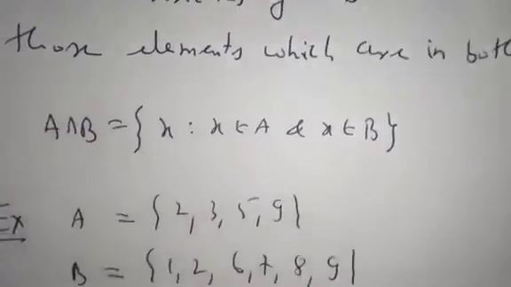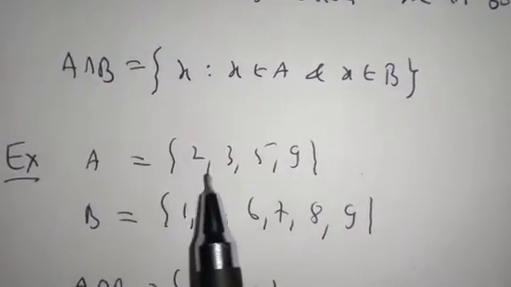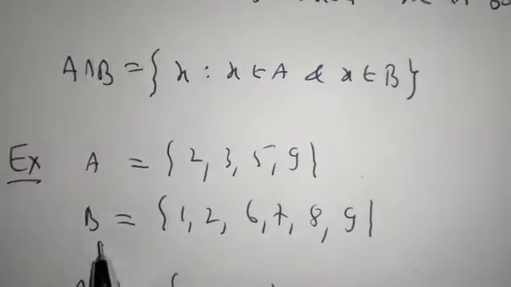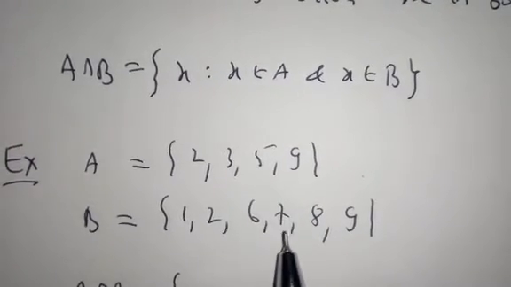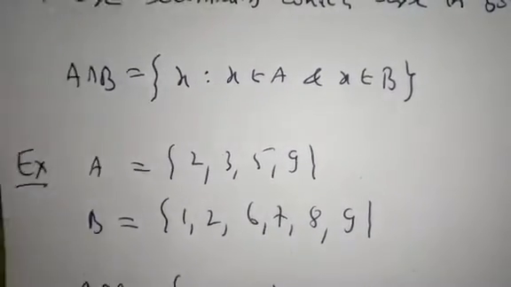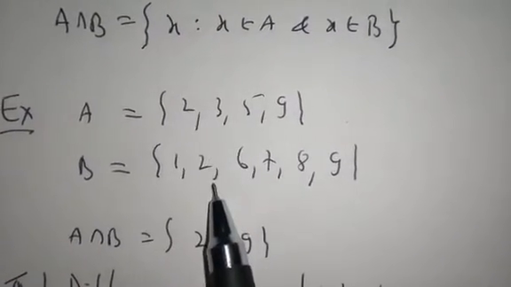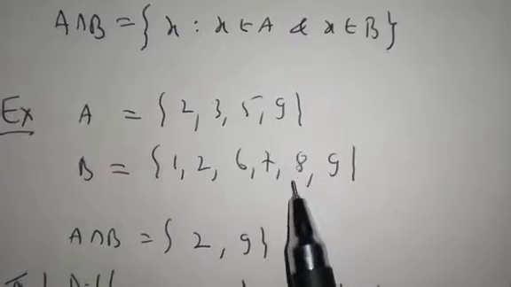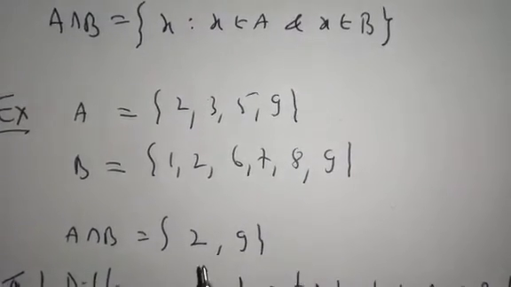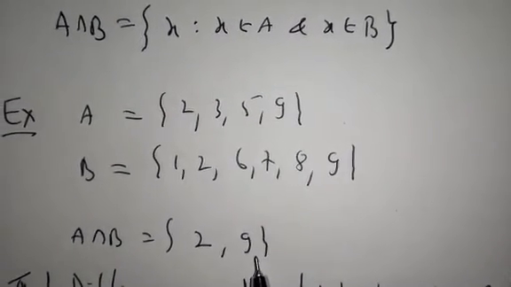So we take one example. Set A elements are 2, 3, 5, 9, and set B elements are 1, 2, 6, 7, 8, 9. A intersection B. Intersection means common. We observe 2 is common and 9 is common in these two sets. So in the intersection only 2 and 9 will be there.